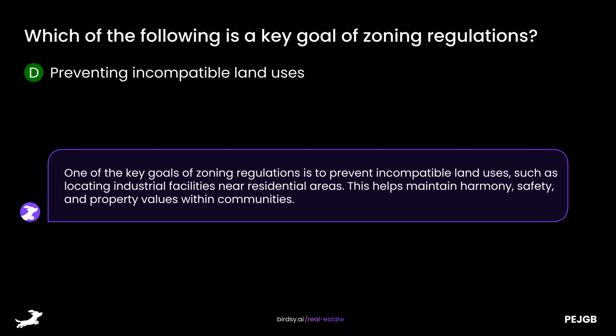One of the key goals of zoning regulations is to prevent incompatible land uses, such as locating industrial facilities near residential areas. This helps maintain harmony, safety, and property values within communities.